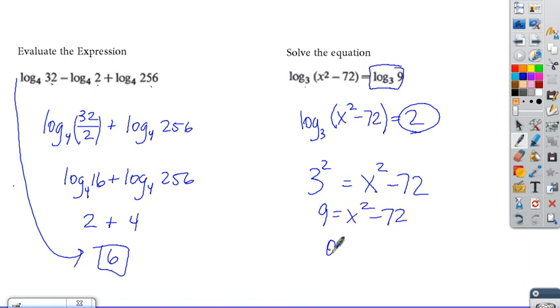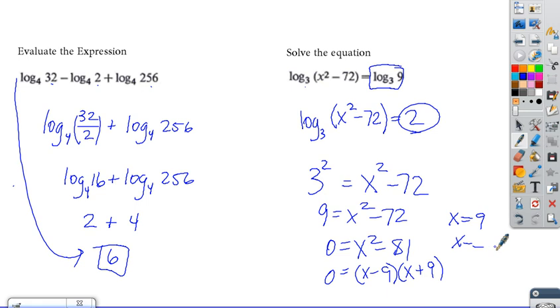Subtract 9 from both sides, I get 0 equals x squared minus 81. I can factor the x squared minus 81 because it's a difference of squares. So that's x minus 9, x plus 9. Now I'm going to throw in the zero product property from algebra 1 or algebra 2, and I'll get 9 and negative 9 for my answers. All made possible by laws of logarithms.